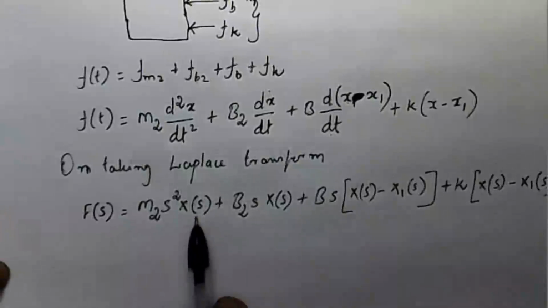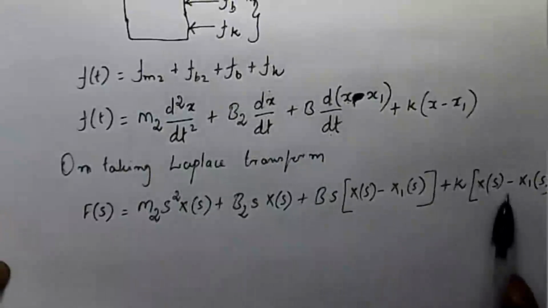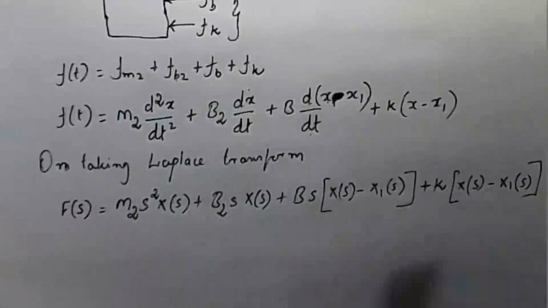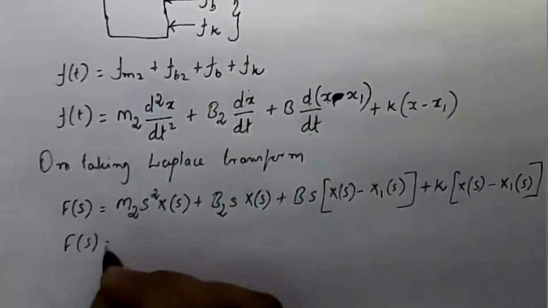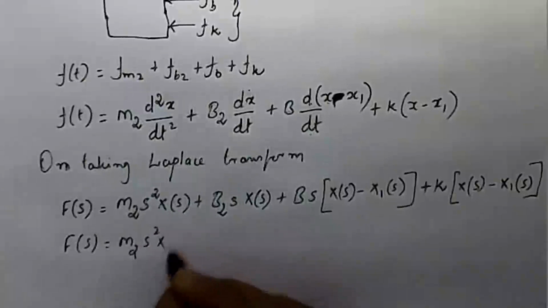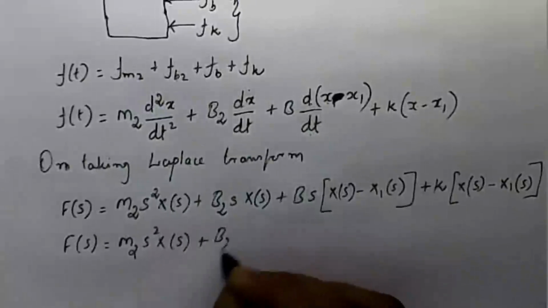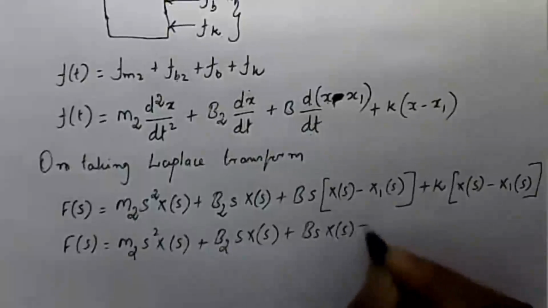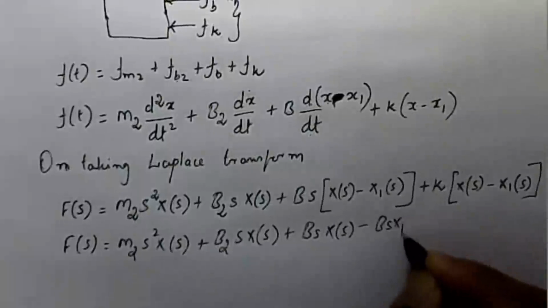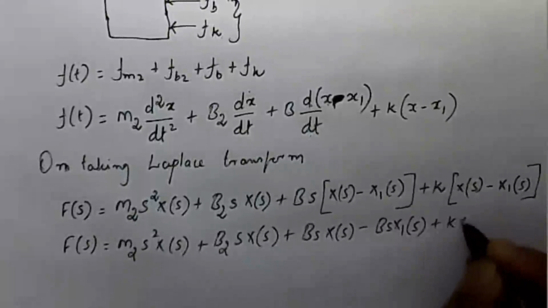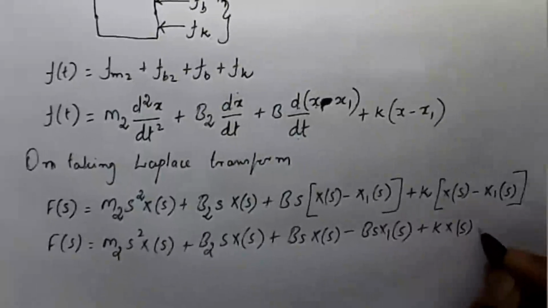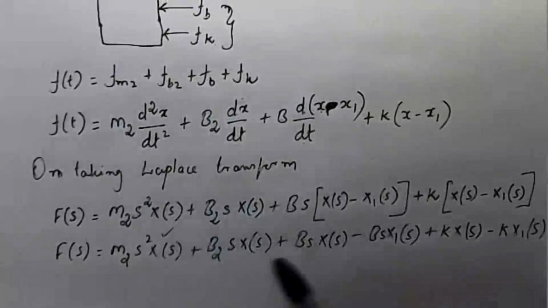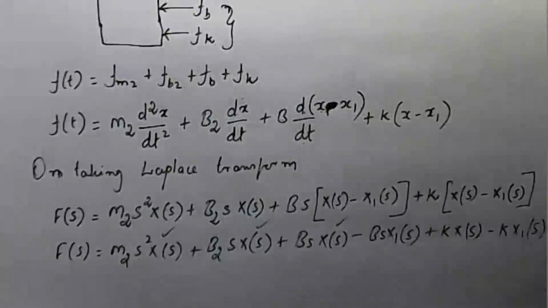Now let's separate the X(s) terms and the X1(s) terms. Before separating, multiply inside: F(s) is equal to m2 s squared X(s) plus b2 s X(s) plus b s X(s) minus b s X1(s) plus k X(s) minus k X1(s). Here these are the X1(s) terms.